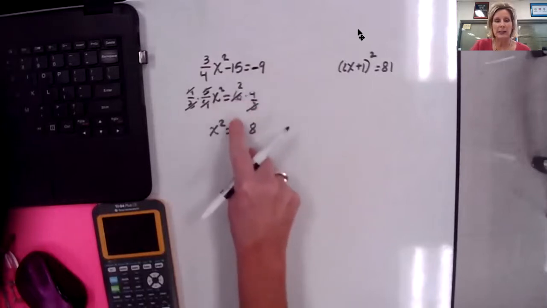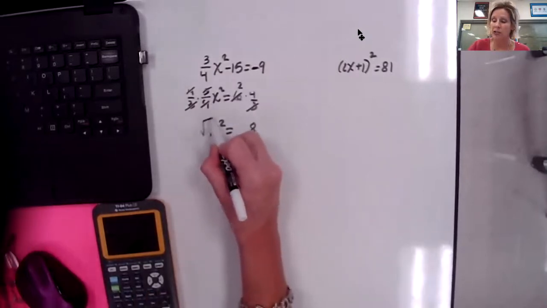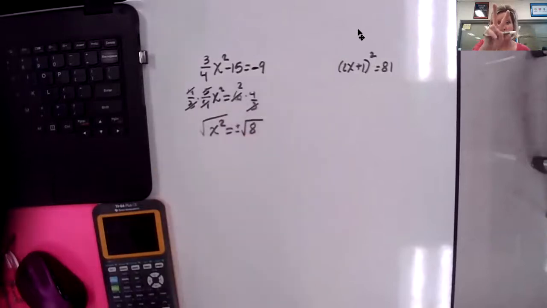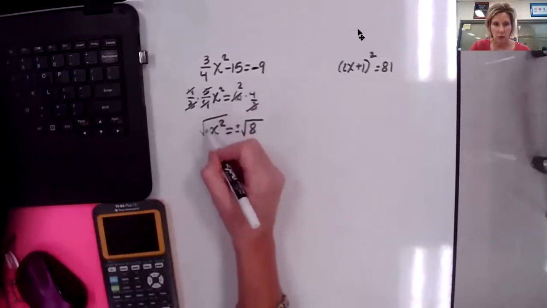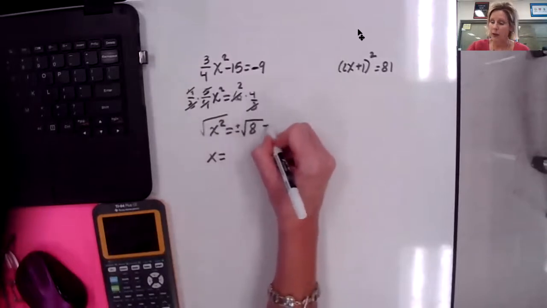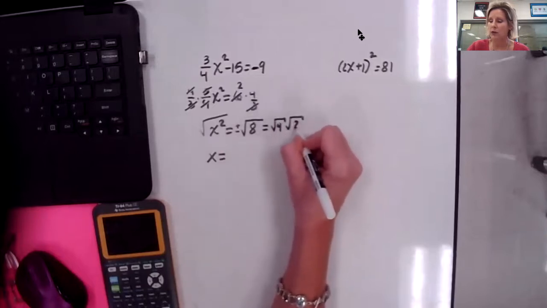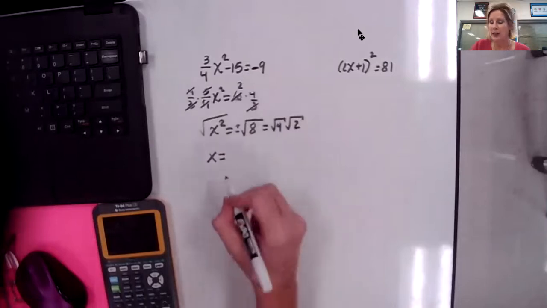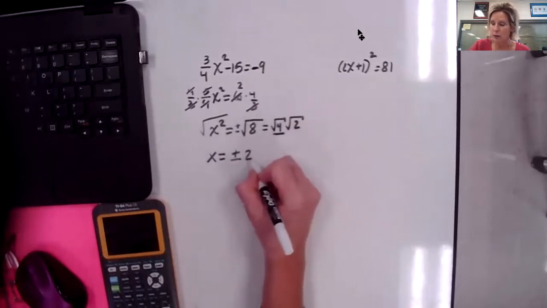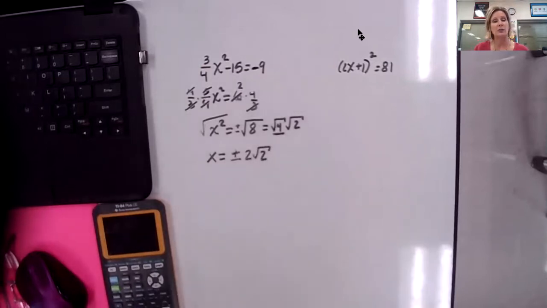Now I'm going to make this big space here because when you take the square root of both sides, I want to remind you that you have to introduce the plus or minus so that you do get the 2 different answers. So the square root of x squared is just x. And remember, 8 is equal to good square root times bad square root. 4 is the perfect square that goes into 8. So you've got plus or minus 2 square root 2. And those are your 2 different answers.